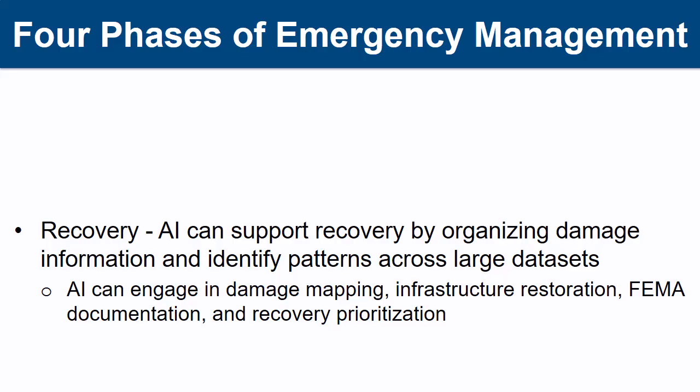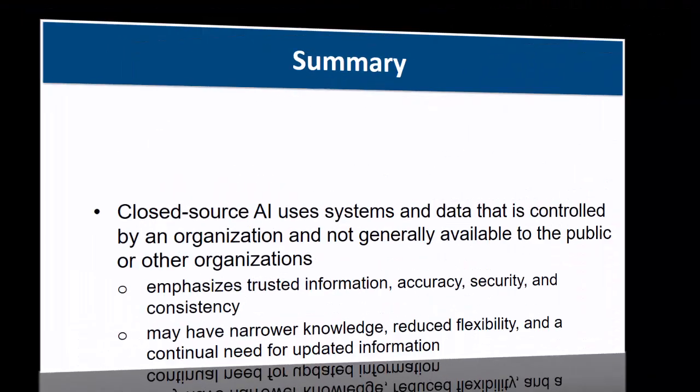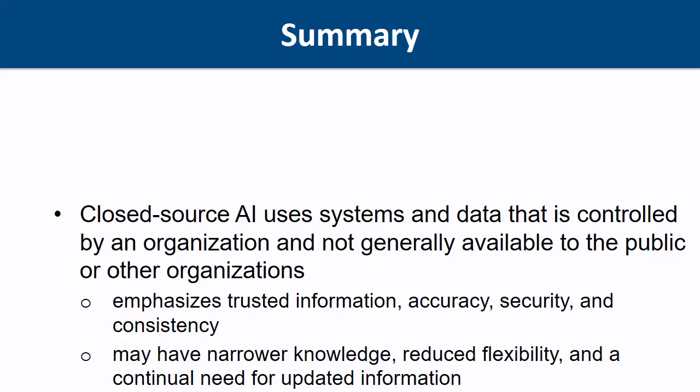Human oversight remains essential. In summary, first, there are two different source types of AI: open and closed. Open source AI uses data from publicly available sources. This generally results in a greater amount of data upon which the AI system may work. Conversely, closed source AI uses systems and data that is carefully controlled by an organization and is not generally available to the public or other organizations.